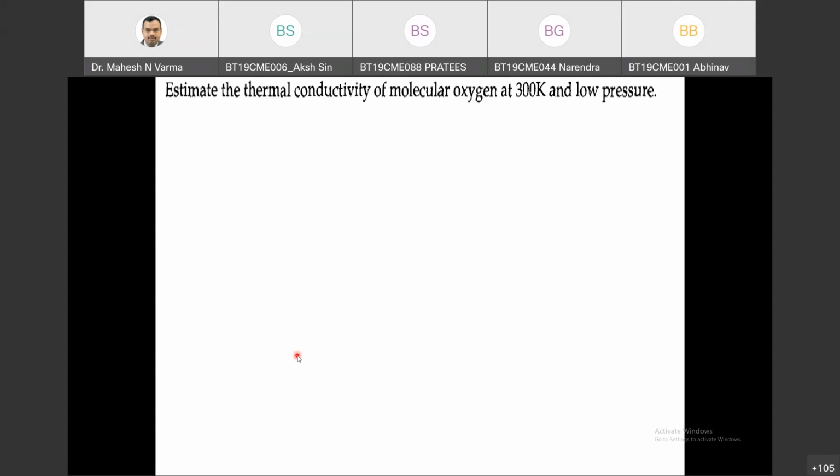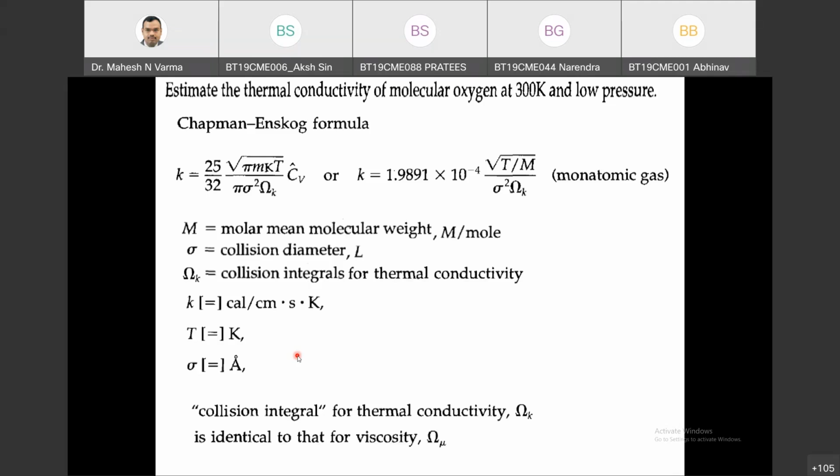Third, since this is a polyatomic gas, you can use the Eucken equation. There you get the viscosity from the empirical graph for oxygen at 300 Kelvin and 1 atmosphere. The fourth way is to get the viscosity from the Chapman equation and use the Eucken equation to get the thermal conductivity. These are the 4 ways, so we'll see what happens.